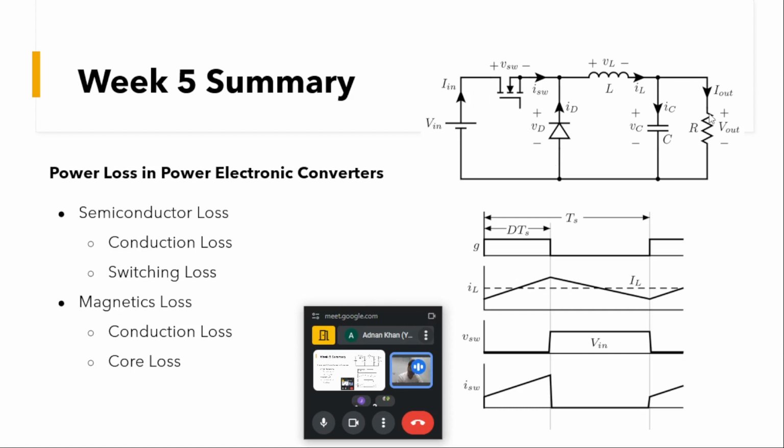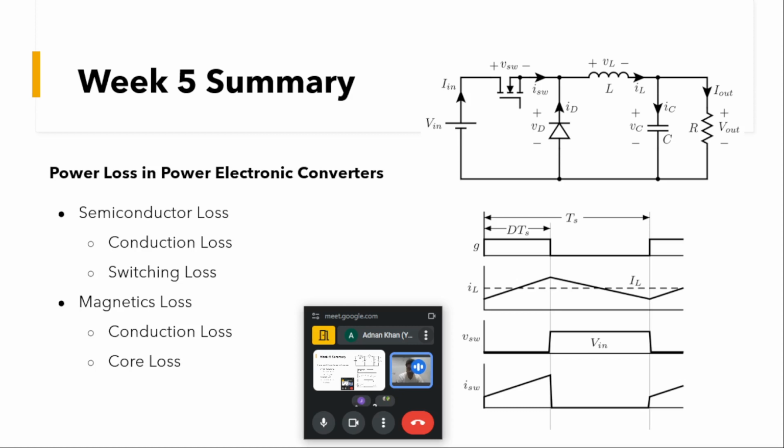As you can see here, we have a semiconductor device. Like for a buck converter, we have a switch here, a MOSFET, and here a diode. And what are the losses associated with these devices? These constitute our semiconductor loss. In our semiconductor losses, there are mainly two losses: a conduction loss, and the other is a switching loss.